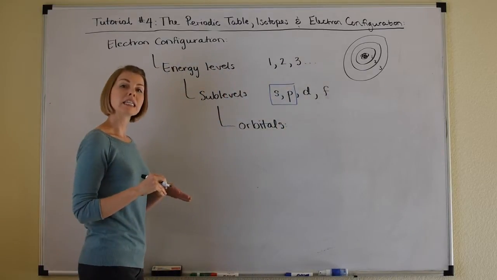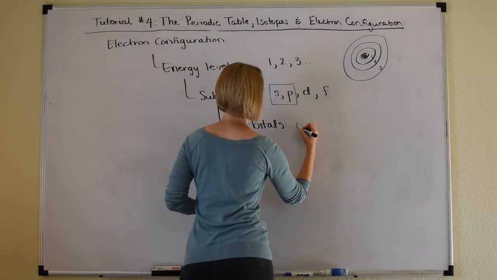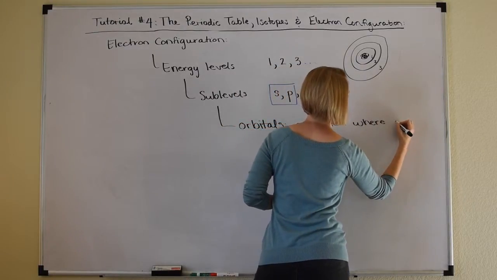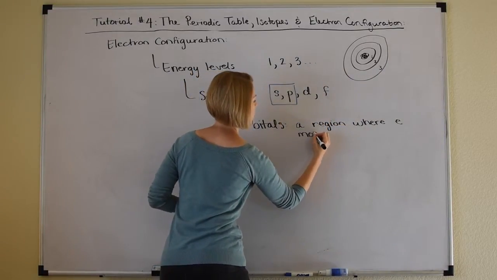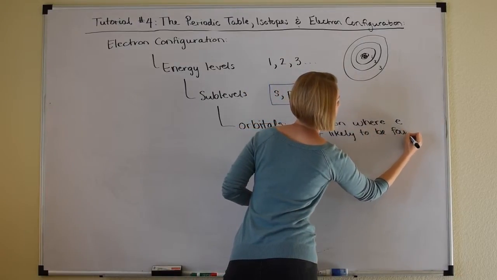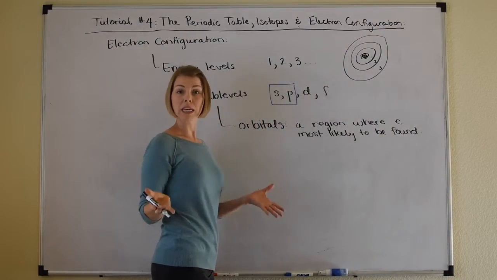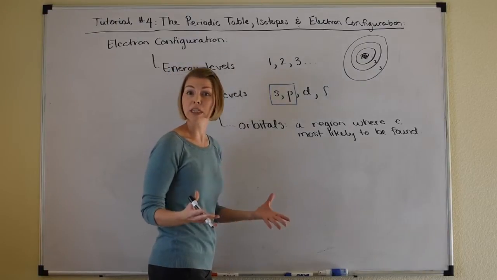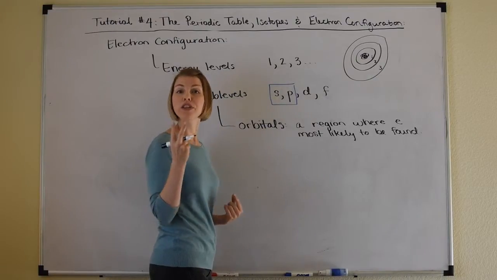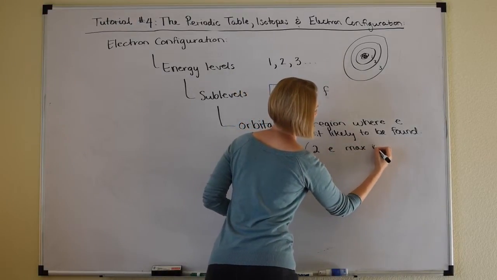And an orbital is a region of space where an electron is most likely to be found. So I'm going to write that here, a region where an electron is most likely to be found. Okay. And an orbital can hold 2 electrons max. That doesn't mean it has to have 2 electrons. An orbital can be empty with 0 electrons, it can be half full with just 1 electron, or it can be full with 2. Okay, so I'm going to write here 2 electrons max in an orbital.